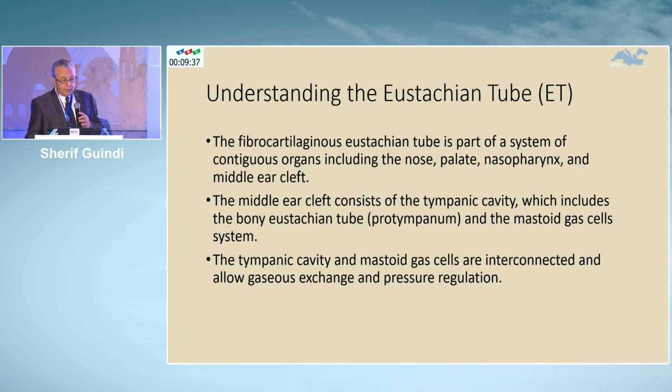So to understand the Eustachian tube, we need to know that it has, of course, two parts. The fibrocartilaginous Eustachian tube is part of a whole system of contiguous organs, which are the nose, the palate, the nasopharynx, and the middle ear cleft. The middle ear cleft consists of the tympanic cavity, which includes the bony Eustachian tube and the protympanum, and the mastoid gas cell system. The tympanic cavity and the mastoid gas cells are interconnected, and they allow the gas exchange and pressure regulation inside the middle ear.